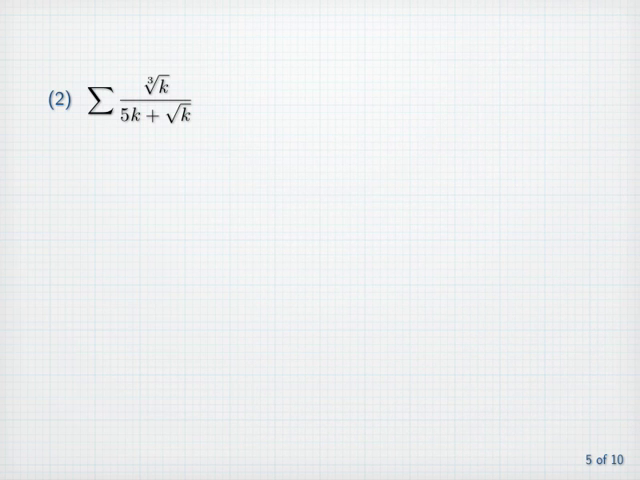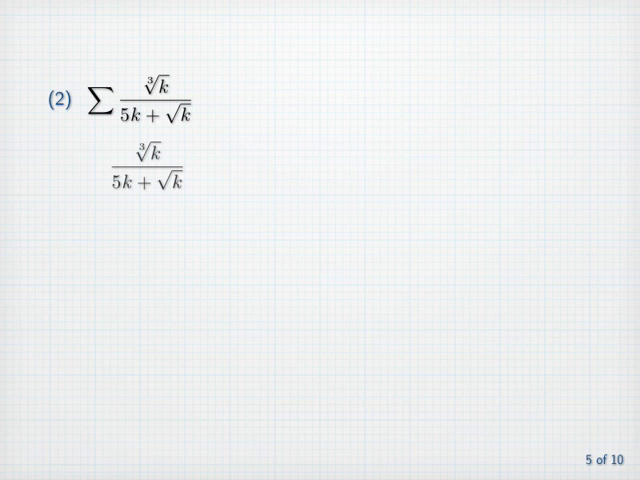Example 2. Let's determine whether the sum of the cube root of k divided by 5k plus the square root of k converges or diverges. Notice that when k is large, the square root of k is much smaller than 5k, and so the kth term here would be approximately equal to the cube root of k divided by 5k, or 1/5 times 1 over k to the 2/3 power. So we'll conduct a limit comparison test with a series whose kth term is 1 over k to the 2/3.